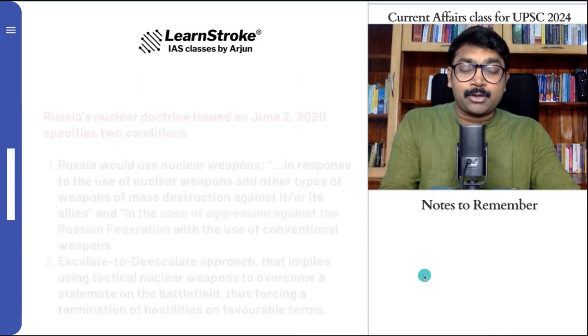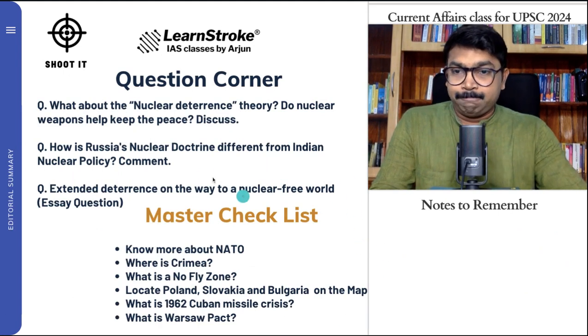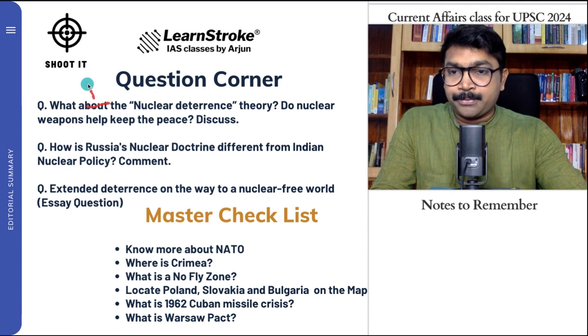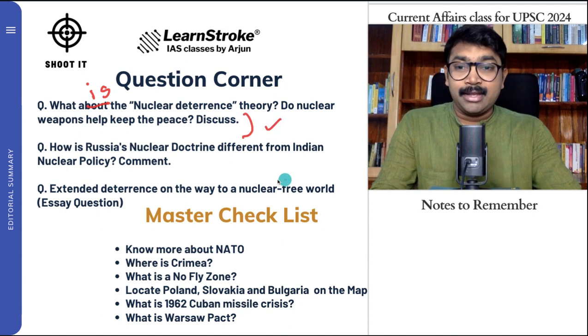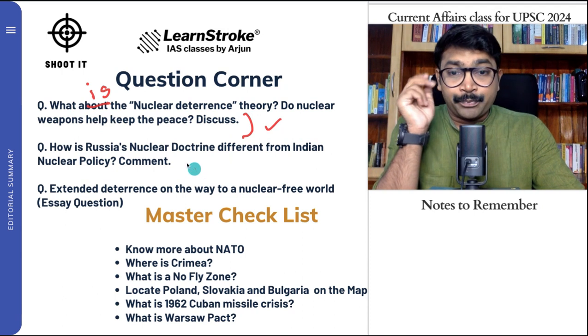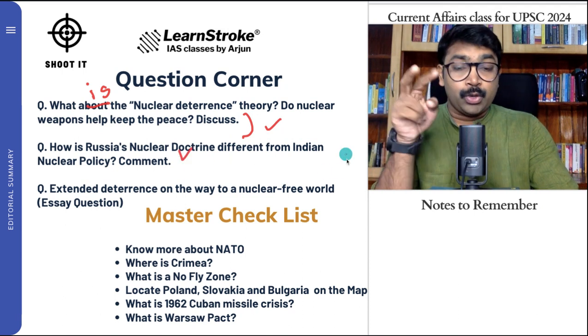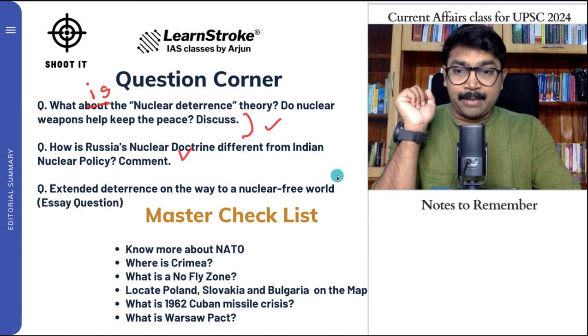So please remember all these concepts. And let's quickly go to the question corner here for the mains. What is the nuclear deterrence theory? Do nuclear weapons help keep the peace? Discuss. So you need to know what is the nuclear deterrence theory and how Russia's nuclear doctrine is different from Indian nuclear policy. You need to comment on that also. It's a comparative analysis, a very potent question for the mains examination.